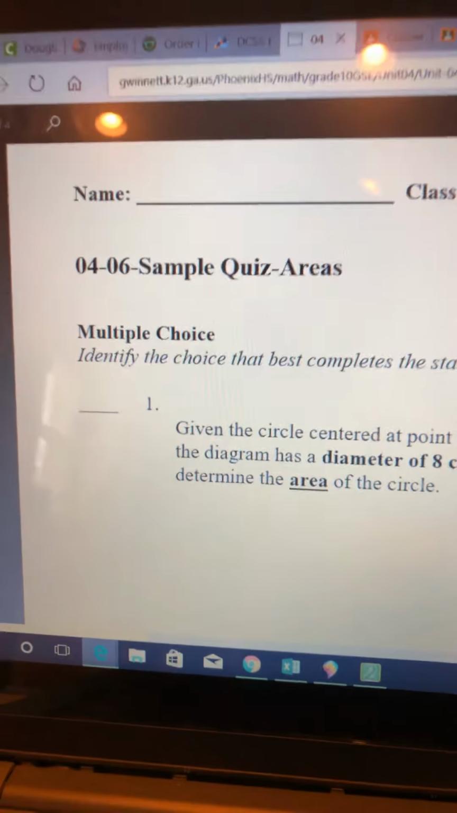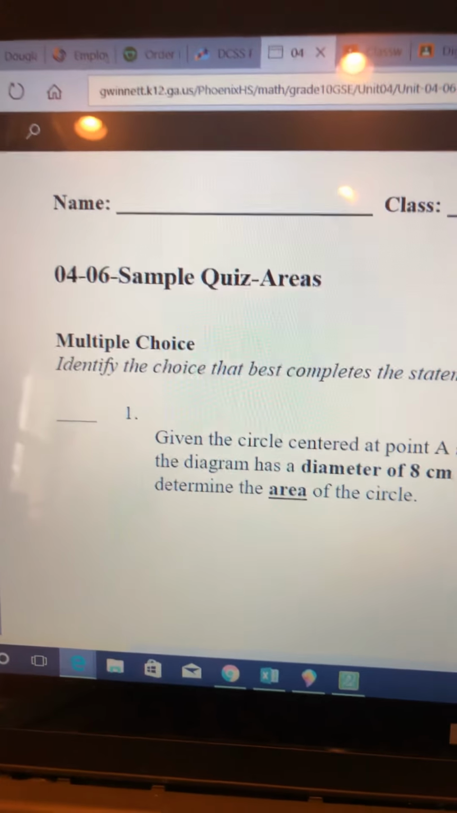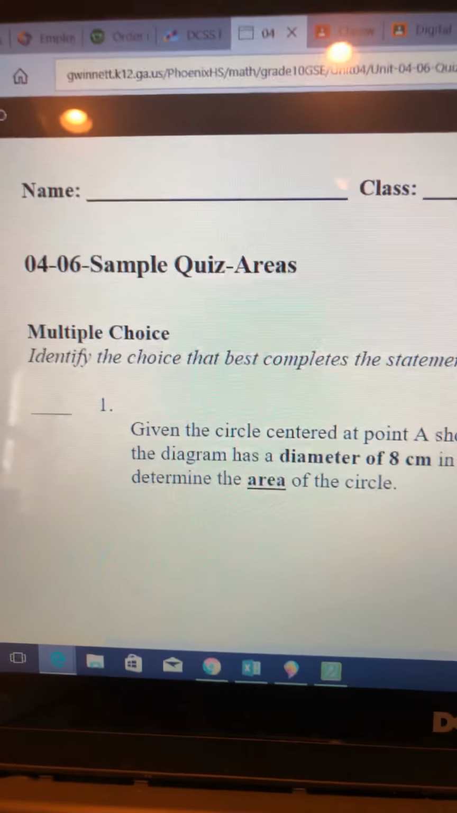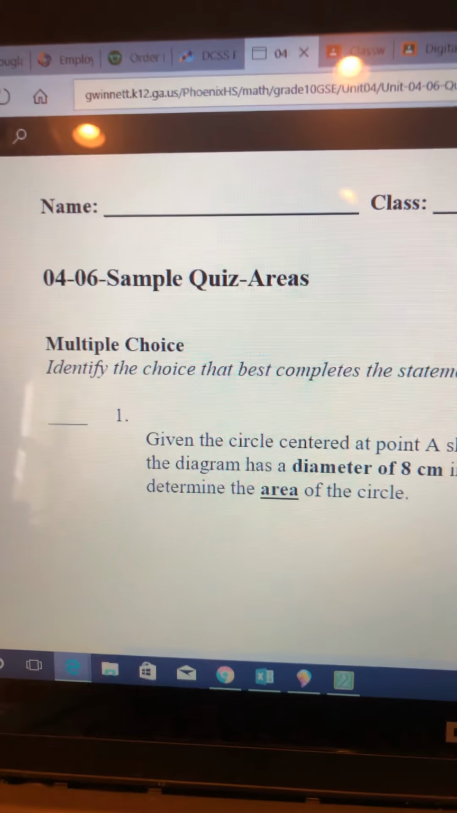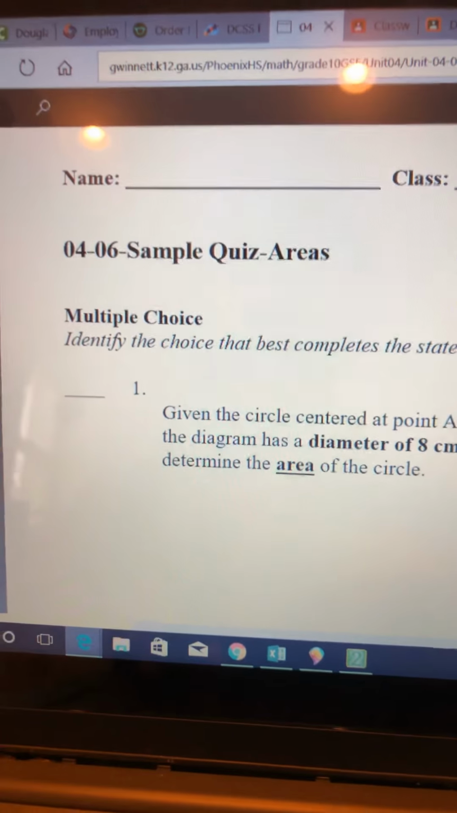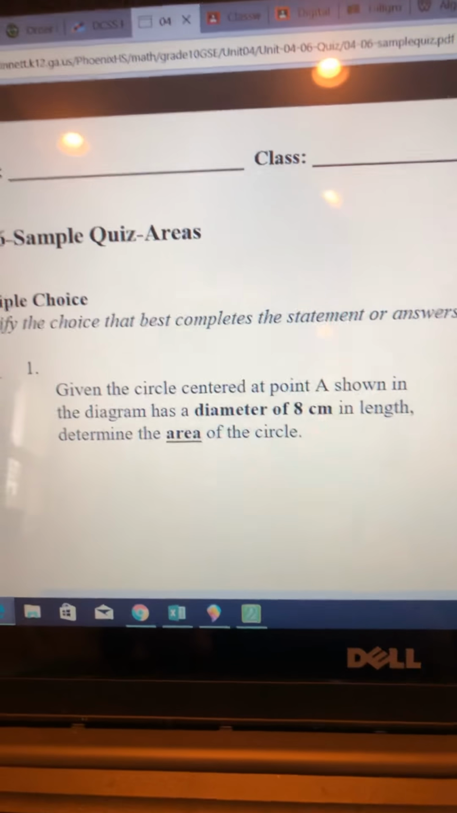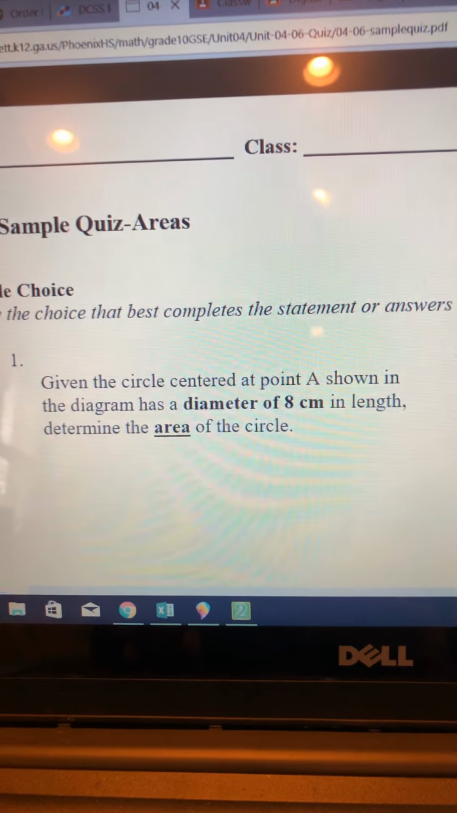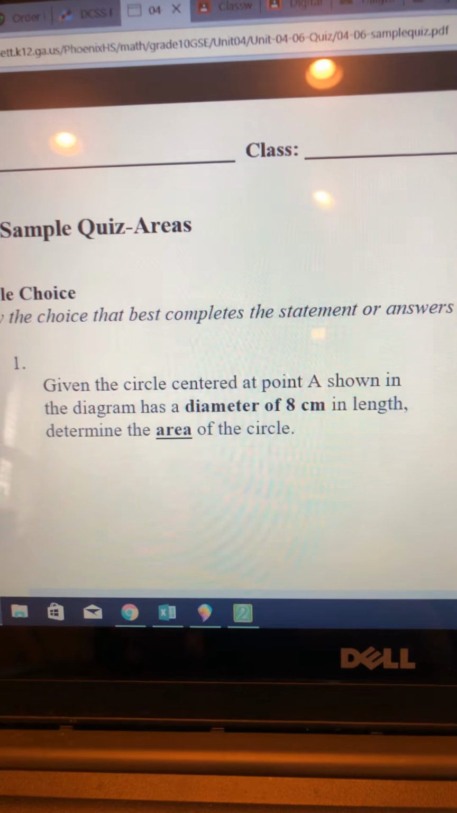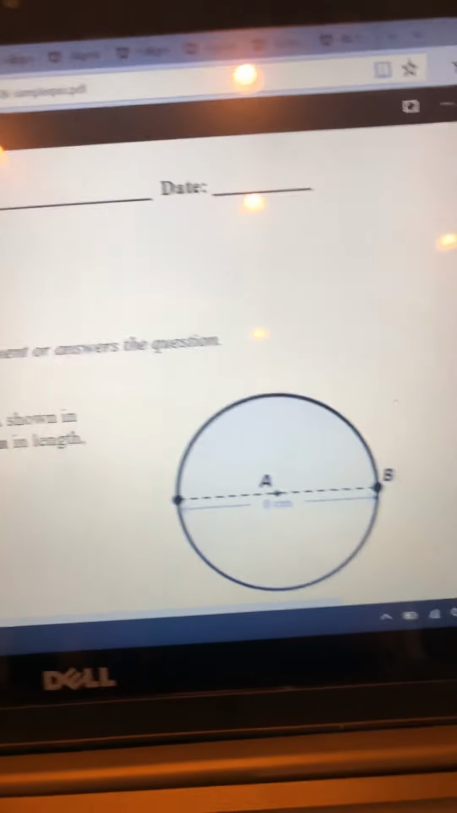Okay, so your first question from Sample Quiz 4.06, that was from Digital Day 11 yesterday, what I gave you, and this is over sector areas. So the first question was pretty simple. It says, given the circle centered at point A shown in the diagram, and it has a diameter of 8 centimeters in length, determine the area of the circle.